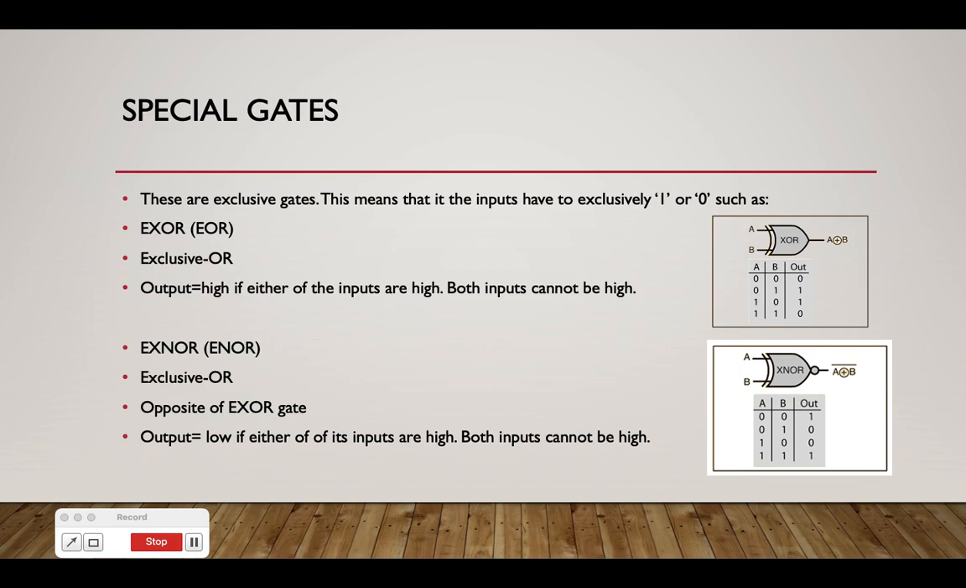Some special gates we have are known as the exclusive gates. It means that the inputs have to be exclusively 1 or 0. So we have the XOR gate. It's exclusively OR. So the output is high if either input is high, but both inputs cannot be high. And then we have the XNOR gate. It's the opposite of the XOR gate. The output is low if either of its inputs is high, but both inputs cannot be high.